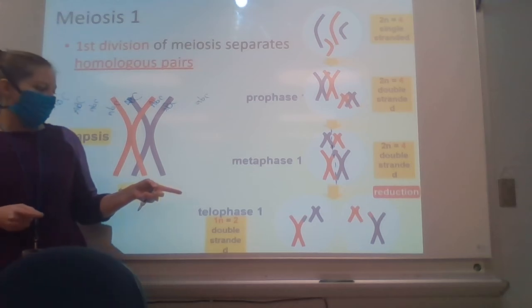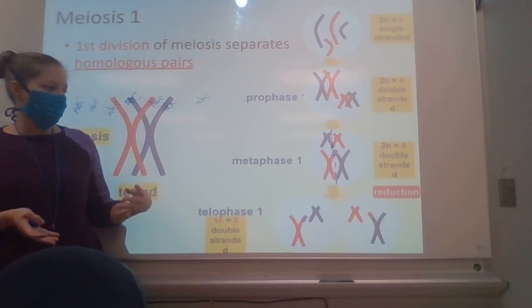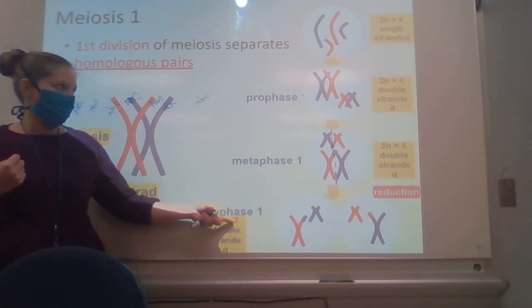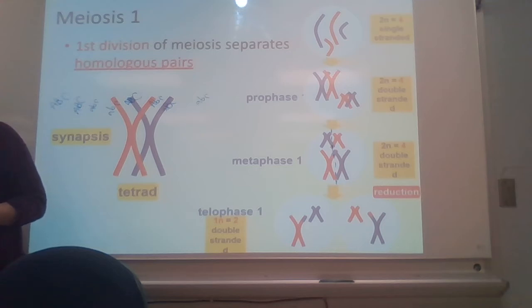Notice at this point, our notation for the cells has changed. So we're no longer diploid. We don't have 2 copies of every chromosome. We only have 1 copy of each chromosome for a total of 2 chromosomes. And the chromosomes are still double-stranded. So we haven't separated our sister chromatids yet.